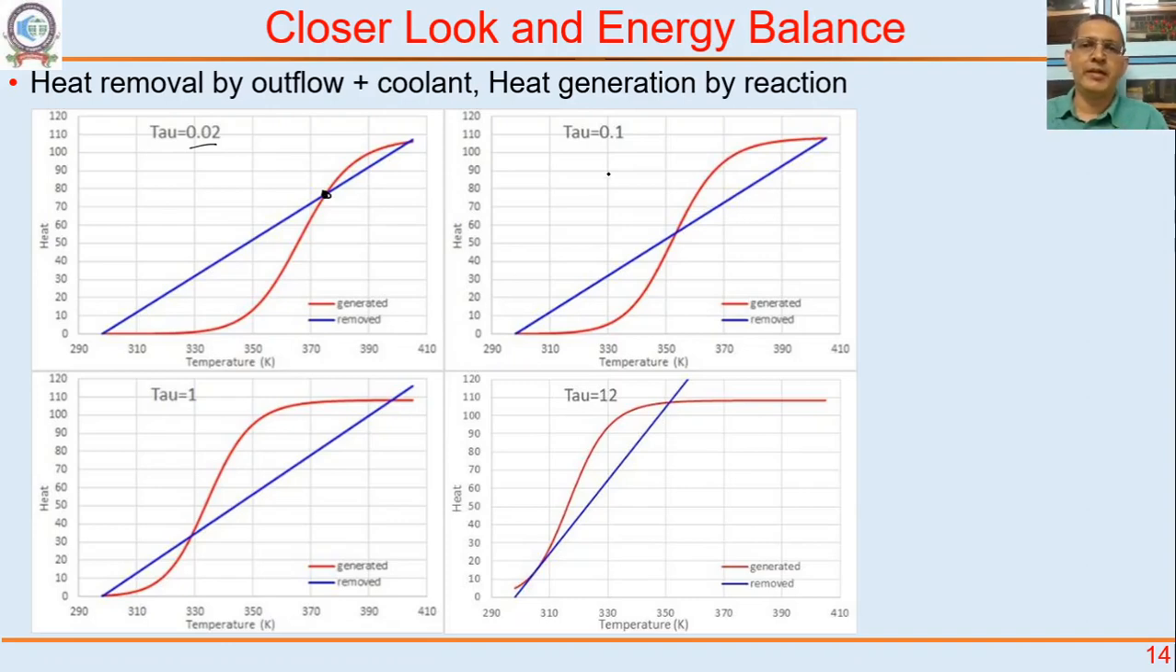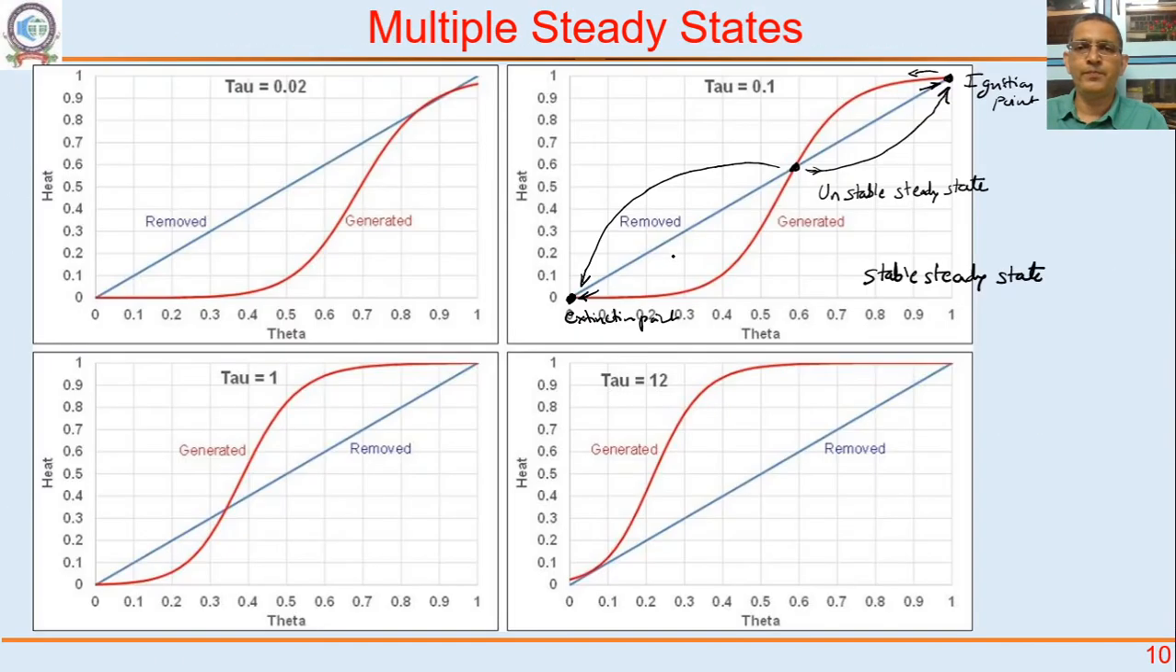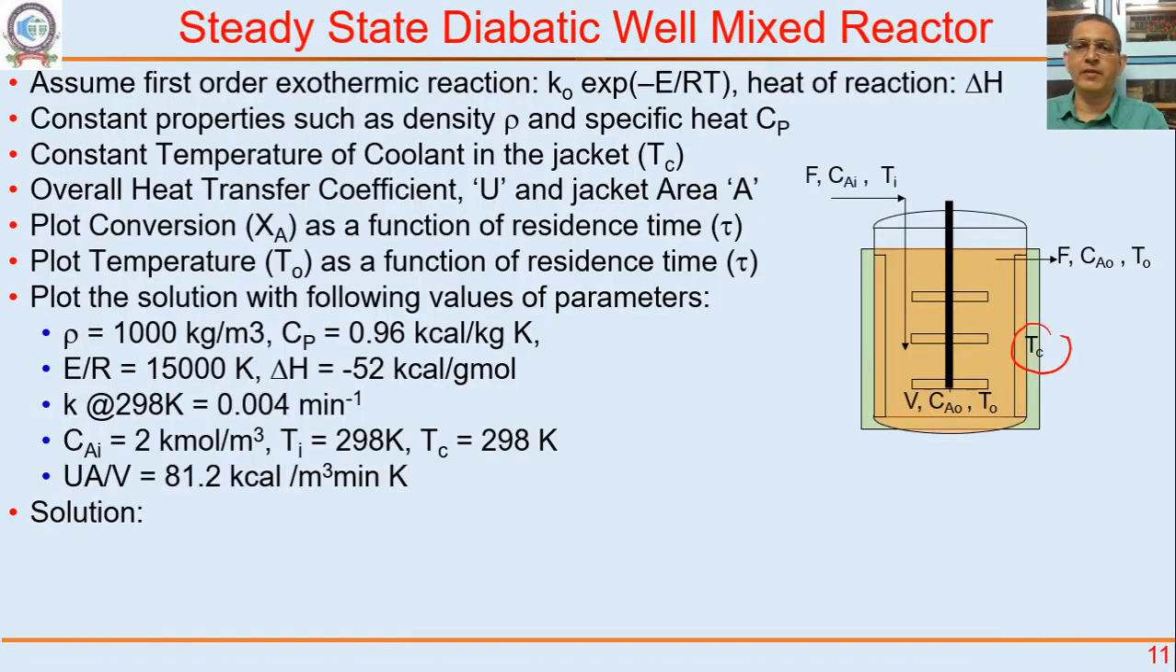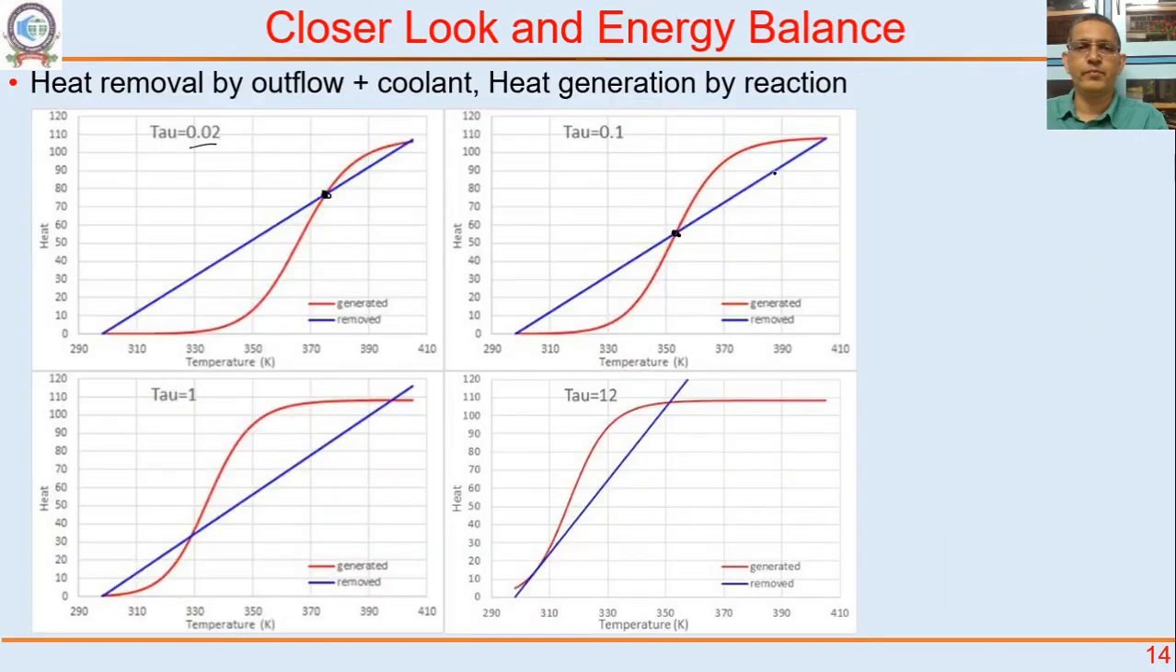You see, say tau equal to 0.1, we had let's say temperature was 350 Kelvin. Now in our earlier case, when tau equal to 0.1, we had theta equal to something like 0.5, 0.6. You can convert that into temperature and see for yourself what is the effect of heat removal rate through the jacket.